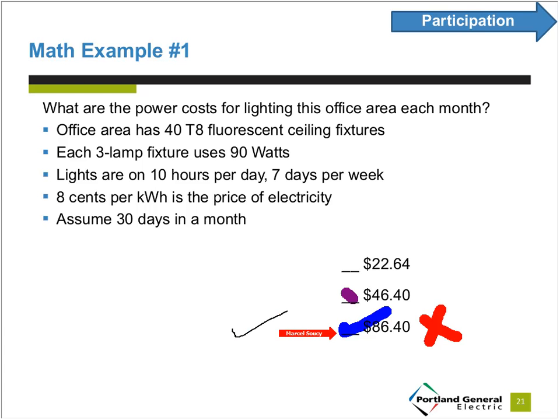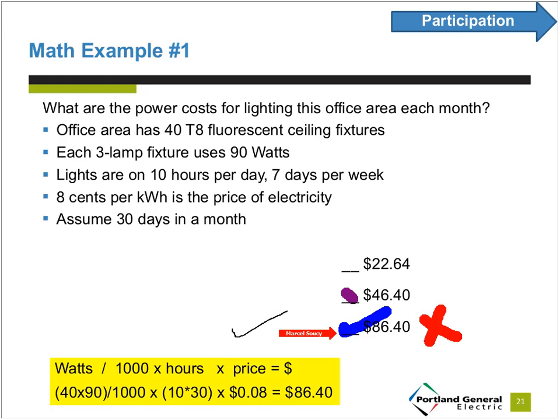Looks like we have some math going on. Let's see how I did this math. So watts divided by 1,000 times the hours times the price. We have 40 fixtures at 90 watts. Coming up, divide by 1,000 times 300 hours times 8 cents, $86.40.